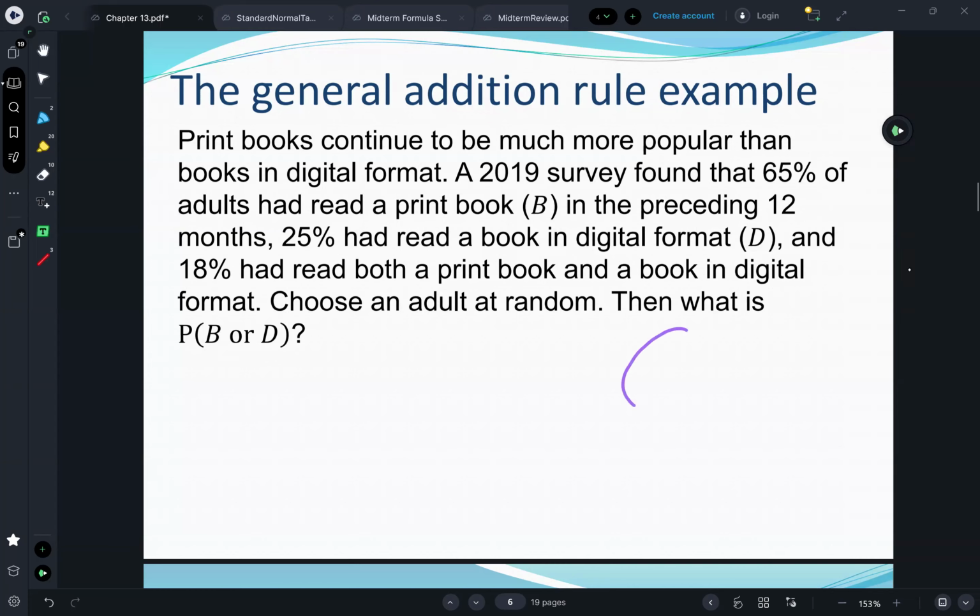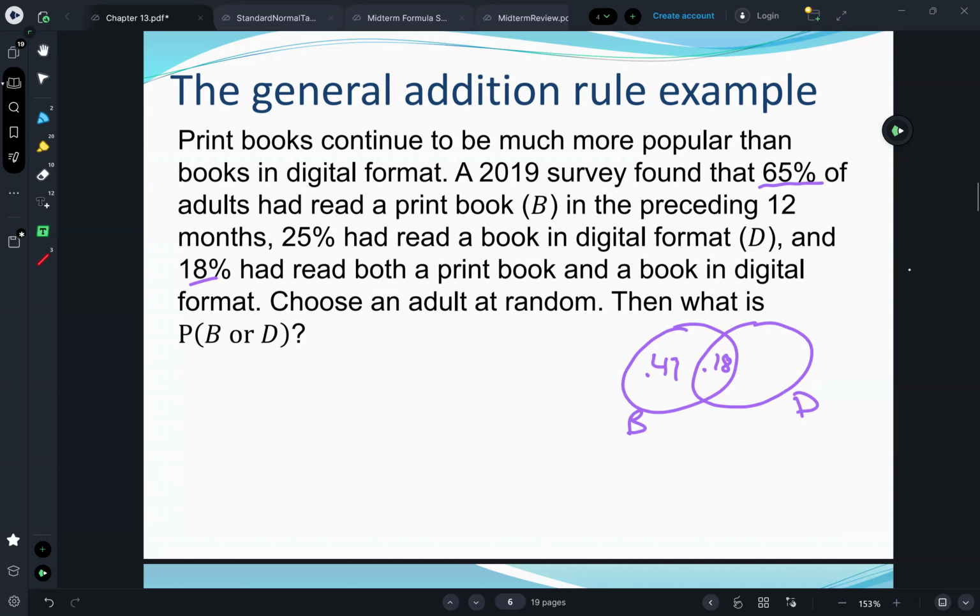Right, so what I do is I draw them starting with the intersection. If it's both, it's 18%. I do this in proportions because the math works better if you just leave them in proportions instead of percents. So 0.18 is the intersection. And then B, if we say this is B over here and this is D over here, what's left out of B would be 0.47, because 0.47 and 0.18 should get us 0.65, right?